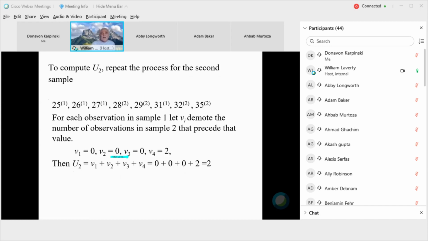I can do the same thing for sample 2. There's no observations below 25, which is in sample 1, no observations below the second observation in sample 1, no observations below the third observation in sample 1. Then when I get here, there's 2 observations. So the total number of times an observation in sample 2 is below an observation in sample 1 is 2.